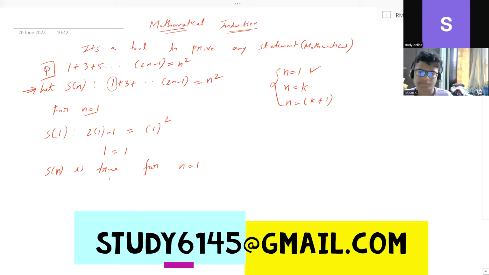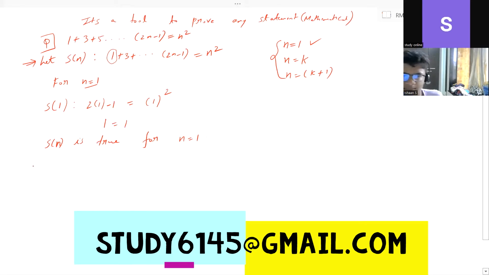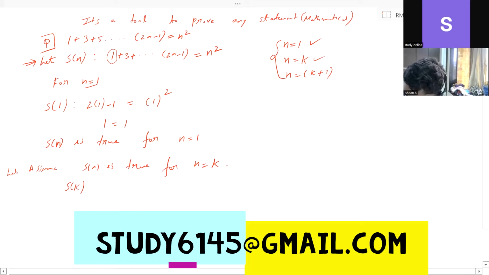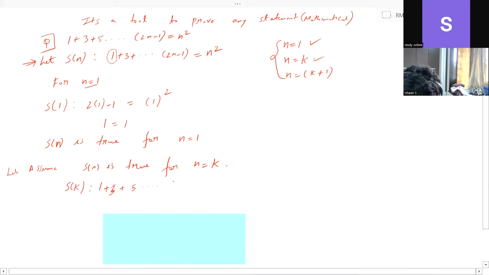Clear? Now we'll assume the statement is true for n equal to k. So let's assume S of n is true for n equal to k. So now what will be S of k? We are assuming that it is true. So it's 1 + 3 + 5 up to 2k - 1, that is equal to k square.